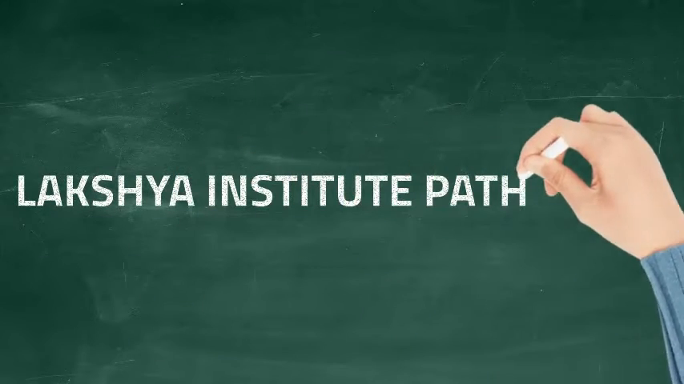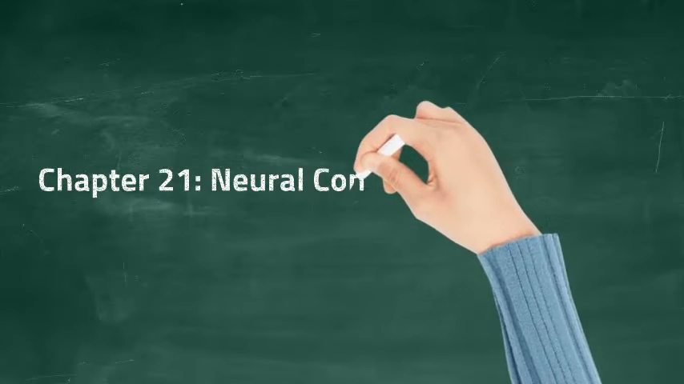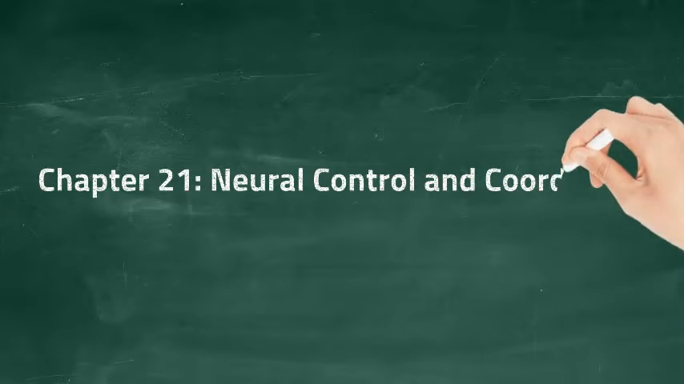So today in lecture 21 we will discuss all the questions which are there in the previous NEET examination for class 11, chapter 21, which is neural control and coordination. So let's start with the video.